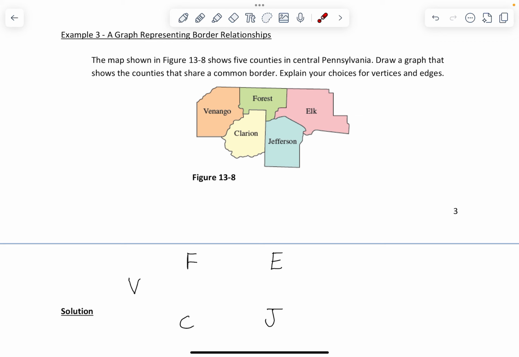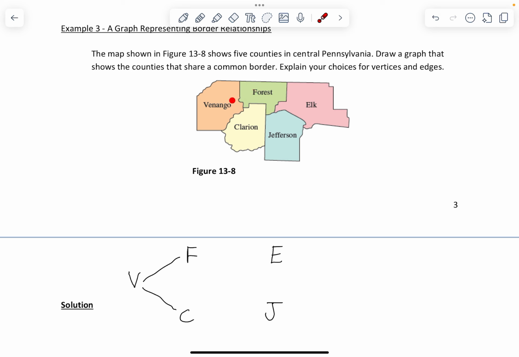So then we want to take each county one at a time and see which counties it shares borders with. For example, Venango County shares a border with Forest County and Clarion County. So we will draw those as edges. Forest County shares a border with Venango County, Clarion County, Jefferson County, we'll sketch that one in, and Elk County. So we'll sketch that one in, okay?